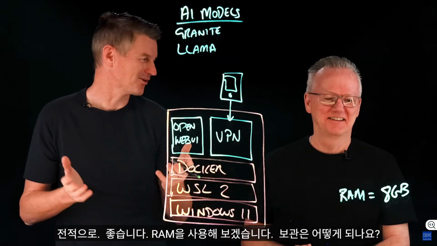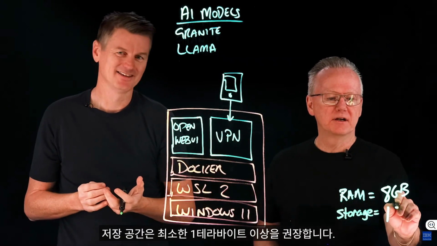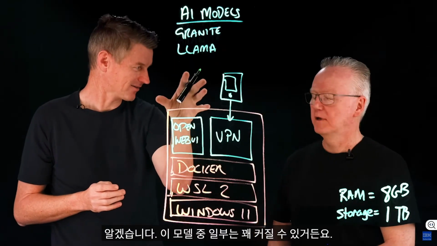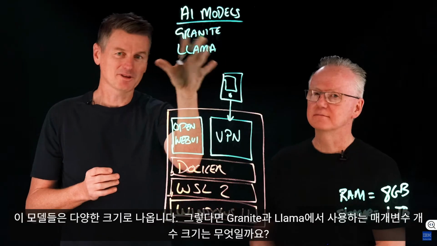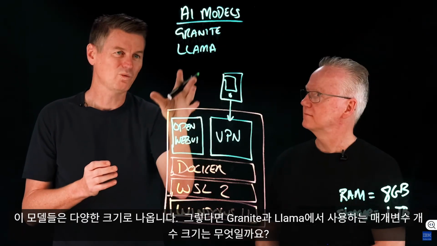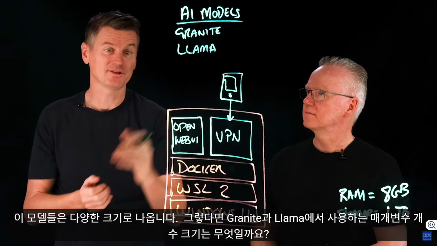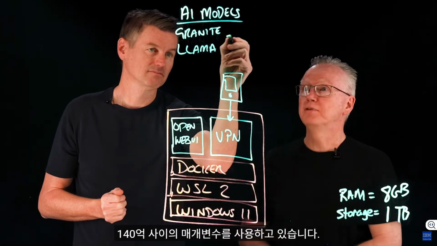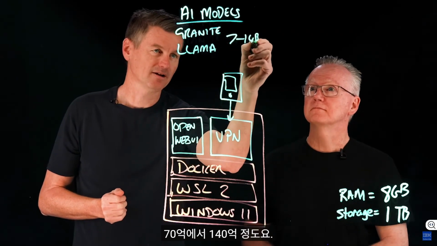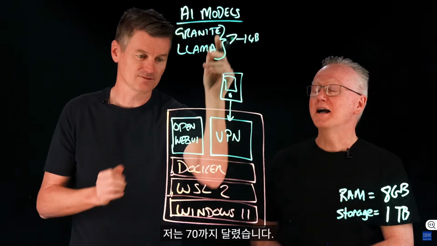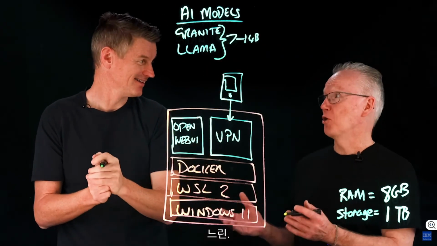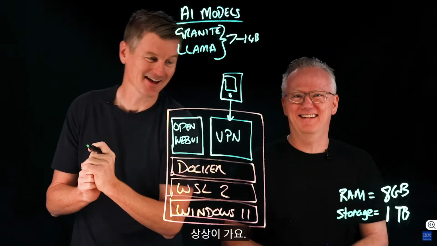All right, so that's RAM. What about storage? Storage, I would recommend having at least 1 terabyte. Okay, because some of these models can get pretty big, right? Yes, they can. Now, these models come in different sizes. So what parameter count sizes were you using with Granite and Llama? I'm using anywhere between 7 and 14 billion parameters. 7 to 14 billion. Okay. I have run up to 70. 70. How did that work out? Slow. I can imagine. Okay.